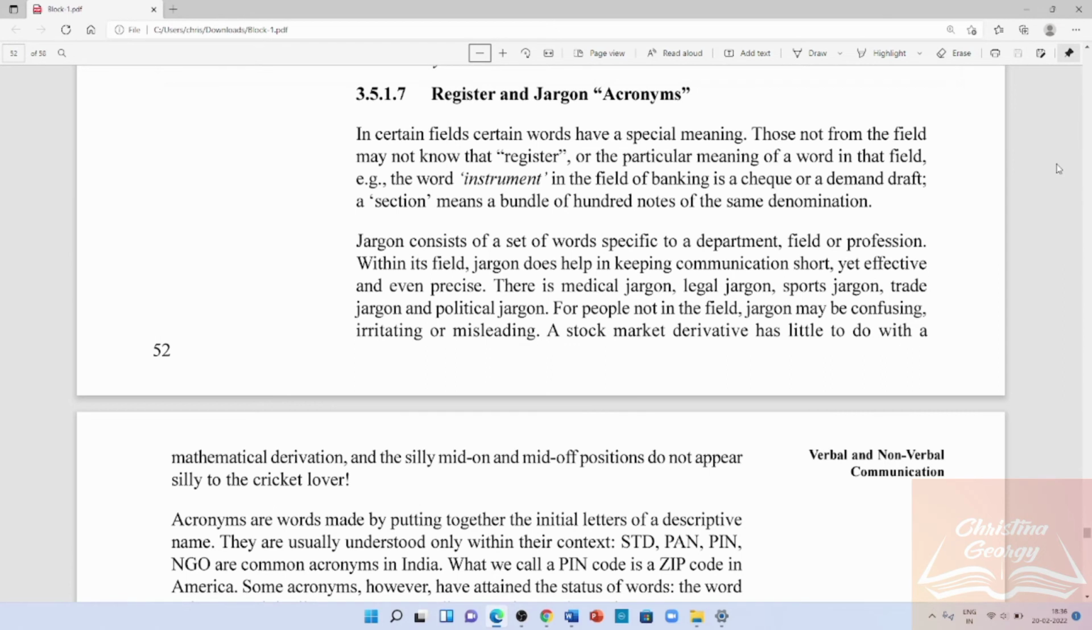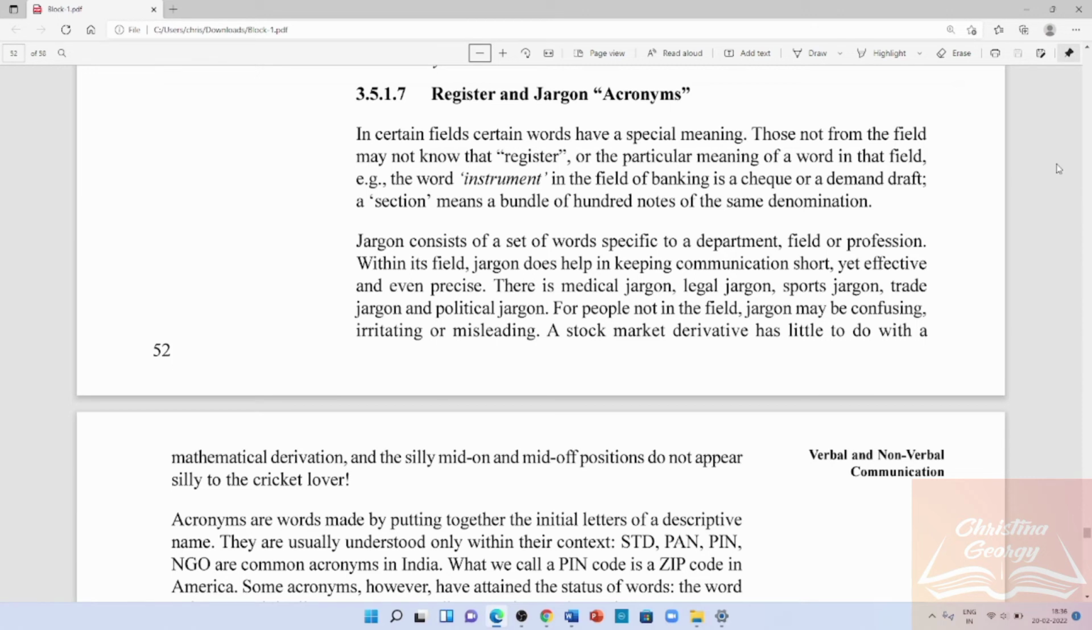Moving on to register and jargon. In certain fields, certain words have a special meaning. Have you wondered the word instrument in the field of banking is actually a check or a demand draft? Those not from the field may not know that register or the particular meaning of a word in that field. Similarly, jargon consists of a set of words specific to a department, field, or profession.